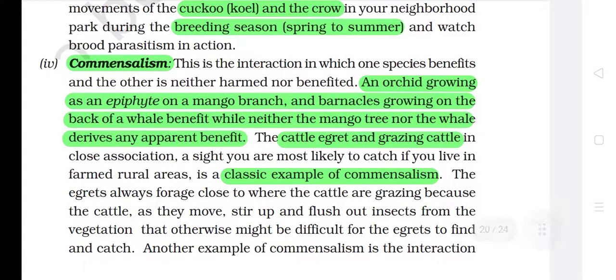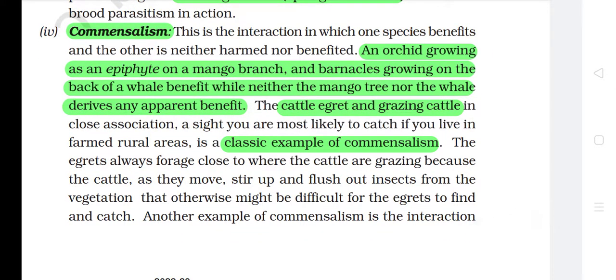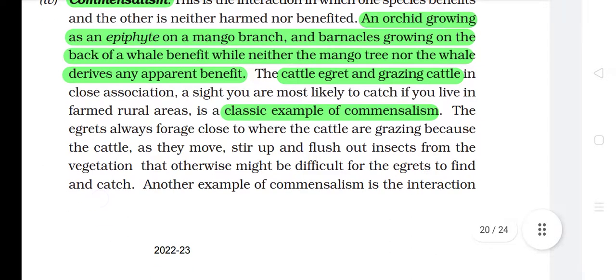4. Commensalism. This is the interaction in which one species benefits and the other is neither harmed nor benefited. An orchid growing as an epiphyte on a mango branch and barnacles growing on the back of a whale benefit, while neither the mango tree nor the whale derives any apparent benefit. The cattle egret and grazing cattle in close association, a sight you are most likely to catch if you live in farmed rural areas, is a classic example of commensalism.